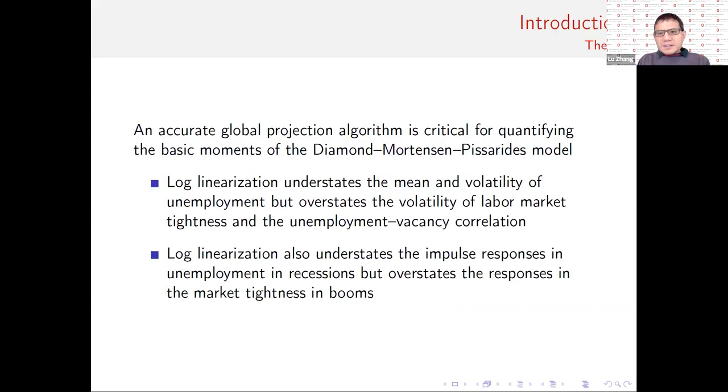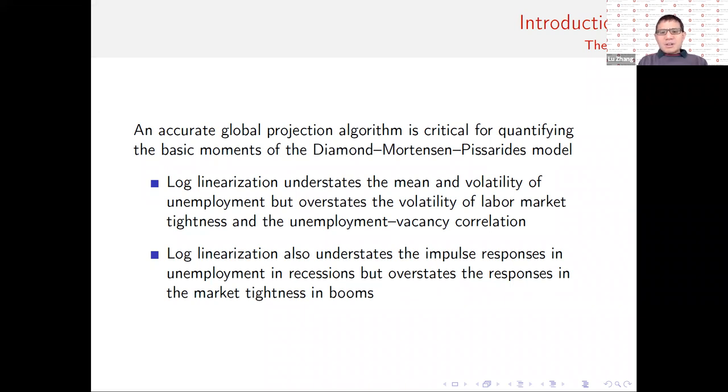So the basic theme of our paper is that an accurate global projection algorithm is critical for quantifying the basic moments of the famous DMP model for the labor market. And we show that log linearization understates the mean and the volatility of the unemployment rate, but at the same time overstates the volatility of the labor market tightness, as well as the magnitude of the unemployment vacancy correlation.